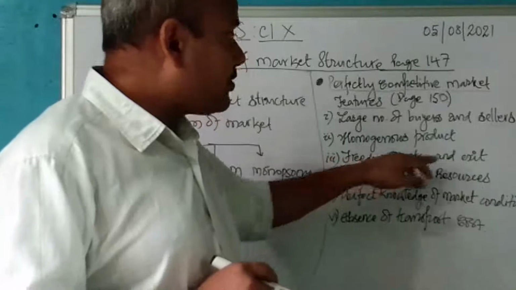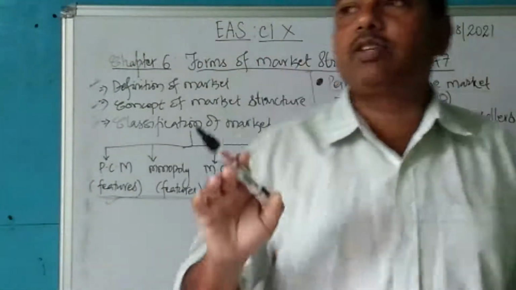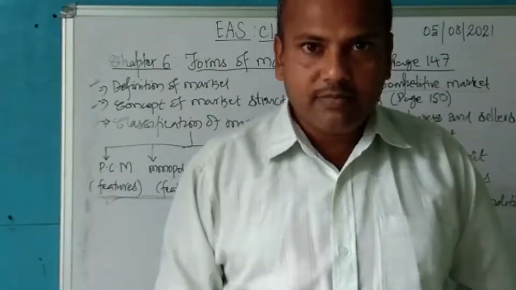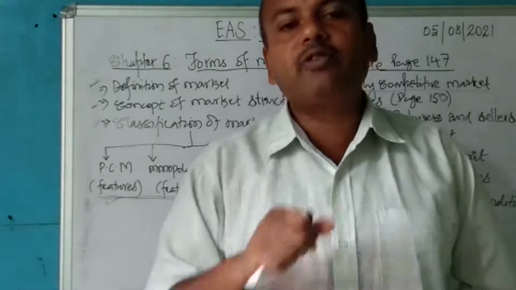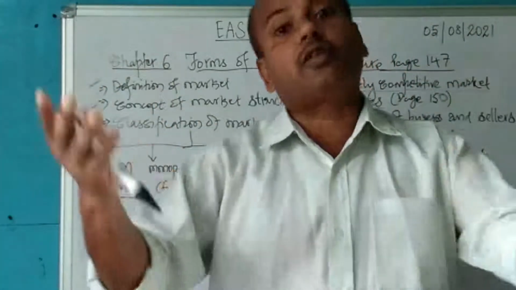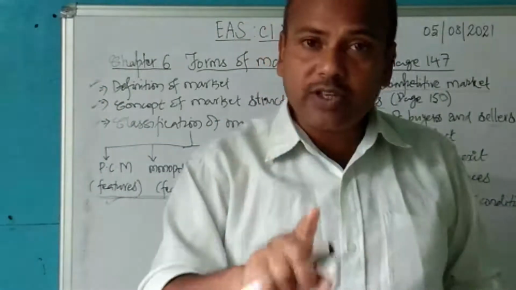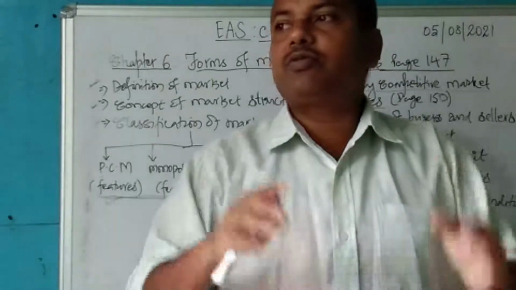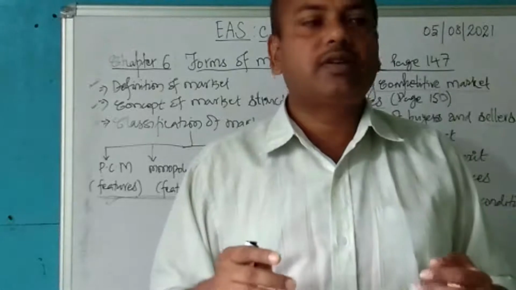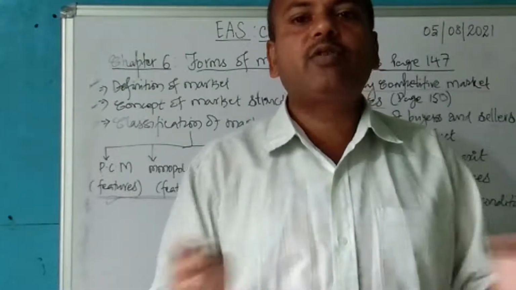Next is freedom of entry and exit. If you want to start a business to produce bombs, will you be allowed? Will the government allow? The government will not allow, no. If you want to start a shop selling drugs, will you be allowed? No. There is a restriction on the entry. But if you want to start a shop selling onions, potatoes, mustard oil, these basic essentials, then nobody can stop you.